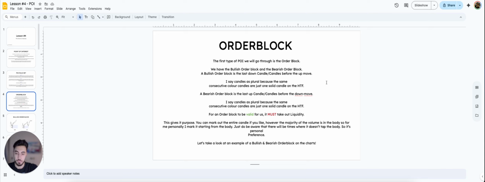So it's going to give me a snipe entry. Just be aware that there will be times where it doesn't tap to the body. That means if you just want to look for confirmation in those areas, which I'm going to teach you how to do in the last lesson, I guess, then just take the whole area. Now let me show you some examples here.